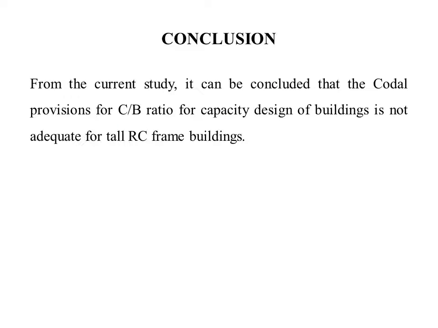Conclusion. From the current study, it can be concluded that the codal provisions for CB ratio for capacity design of buildings with predefined percentages of steel in beams and columns and predefined CB ratios in all the joints of the building are not adequate for tall RC frame structures.